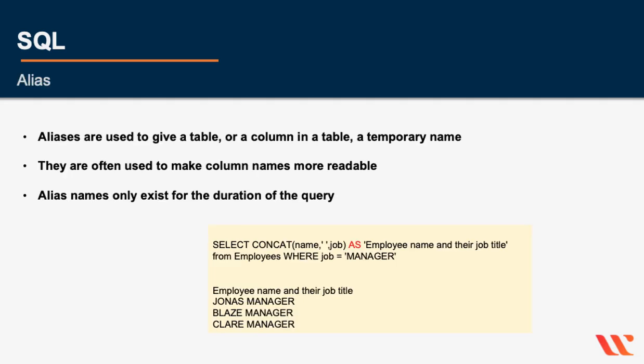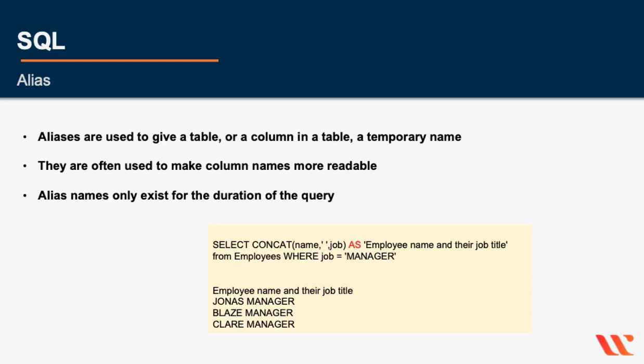Aliases are used to create a custom temporary name for a table or a column. The alias names are only temporary and they only exist during the duration of the query. Using aliases is pretty useful because that way you can show the name that you want to use instead of the actual column name that exists in the database. In the example here, we're saying select concatenate name, job as employee name and their job title. You can see in the result that it says employee name and their job title.